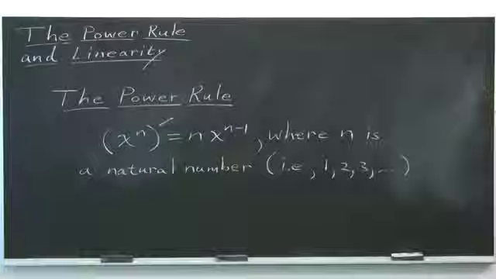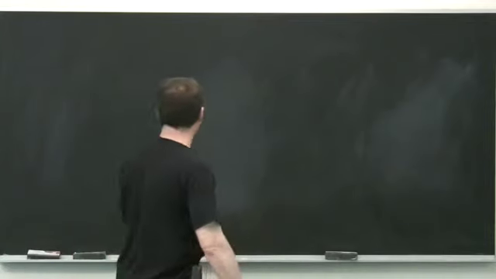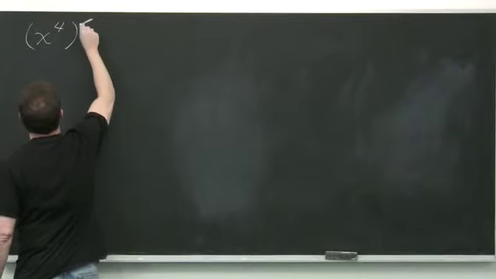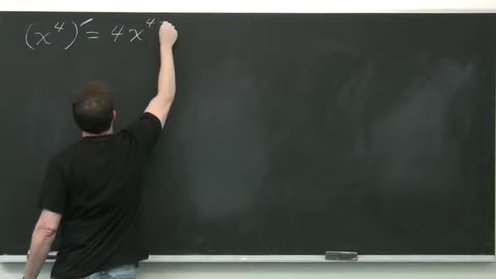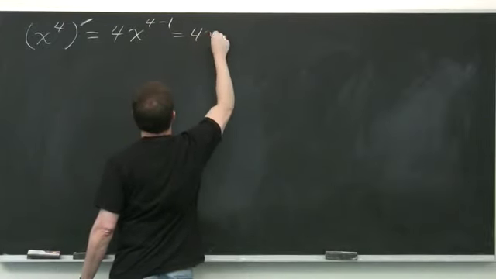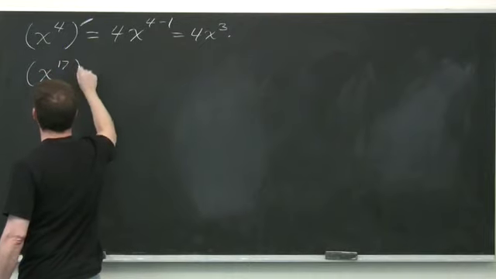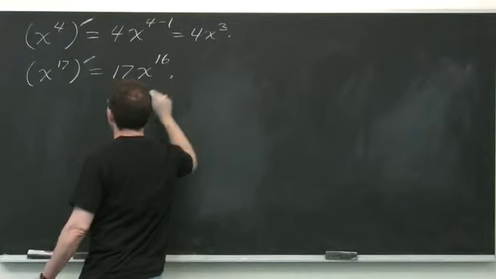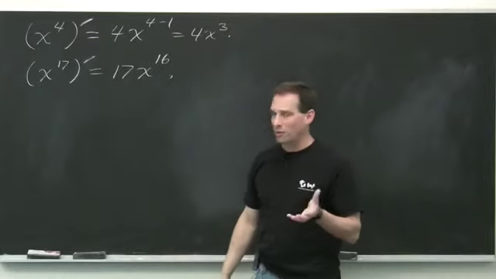Maybe before I say why it's true, let me just give some quick examples that show you how easy this makes things. So what am I saying the derivative of x raised to the 4th power is? It's 4 times x to the 4 minus 1, so it's 4x cubed. What's the derivative of x to the 17th? 17 x to the 16th. You can calculate the derivative of x to the n from the power rule as fast as you can write.